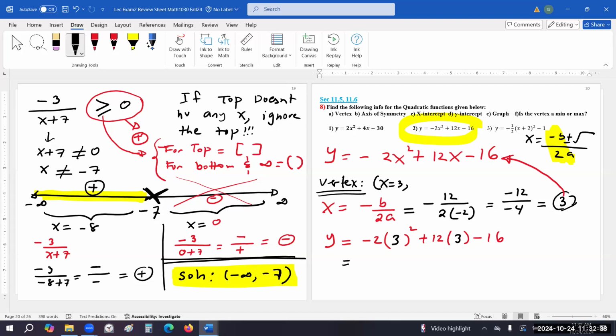So what do we do? Do you multiply negative 2 times 3 first, or do you do 3 squared first? 3 squared, of course. And what is 12 times 3? 12 times 3? 36.